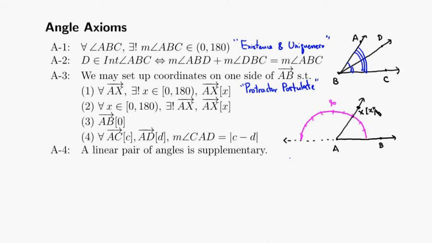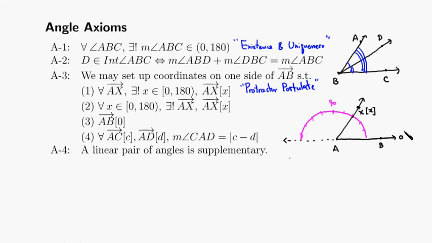coordinate called x. So number one is basically saying that if you have a ray, then you have a unique coordinate. Part 2 says that if you have a number between 0 and 180, you can always find the corresponding unique ray AX. Number 3, we set AB. So ray AB always has coordinate 0.